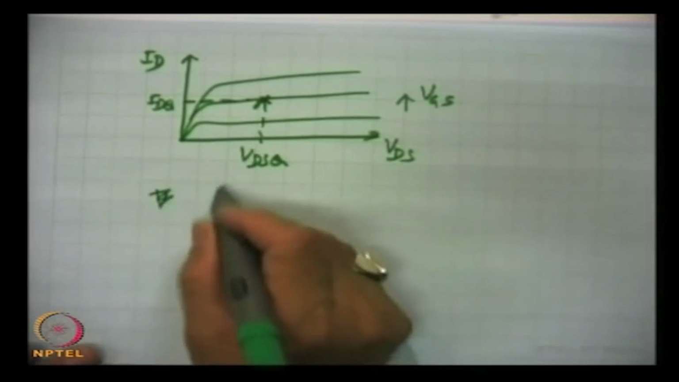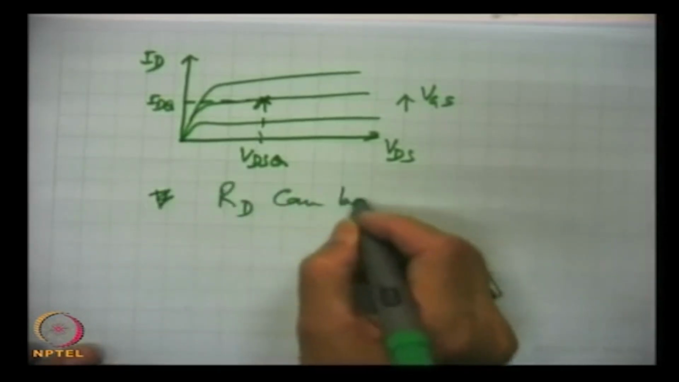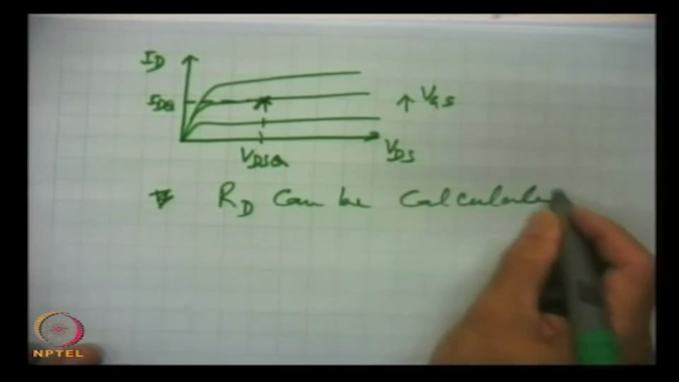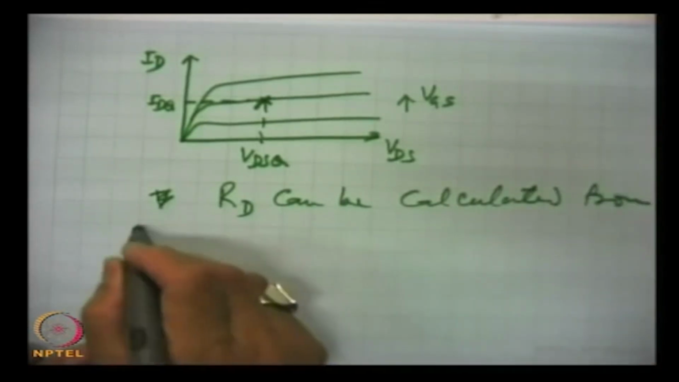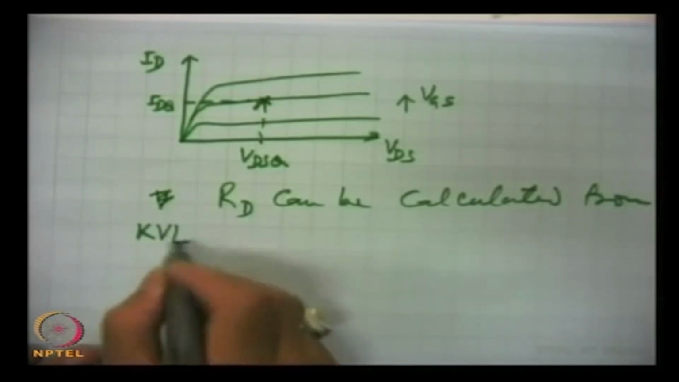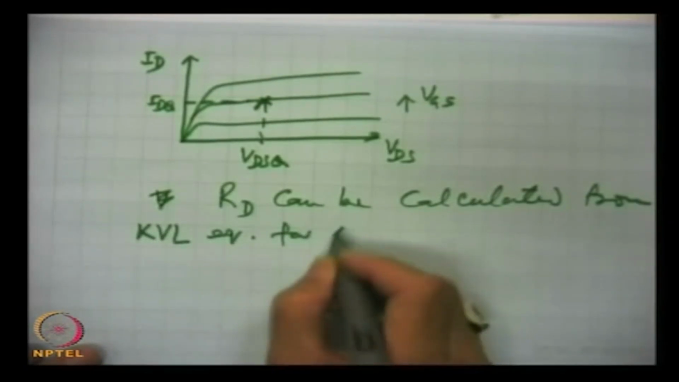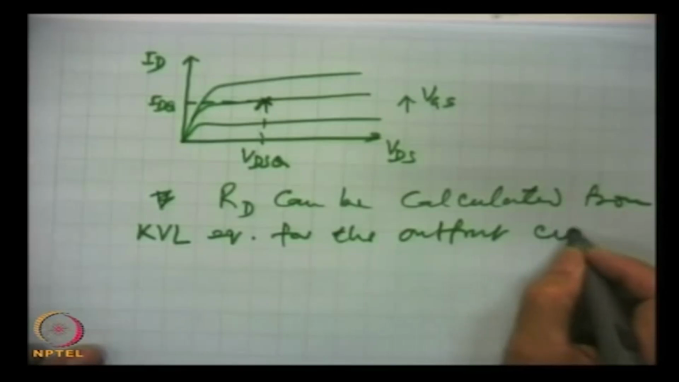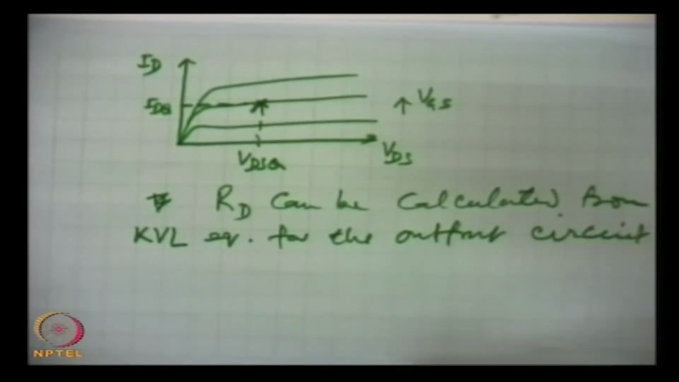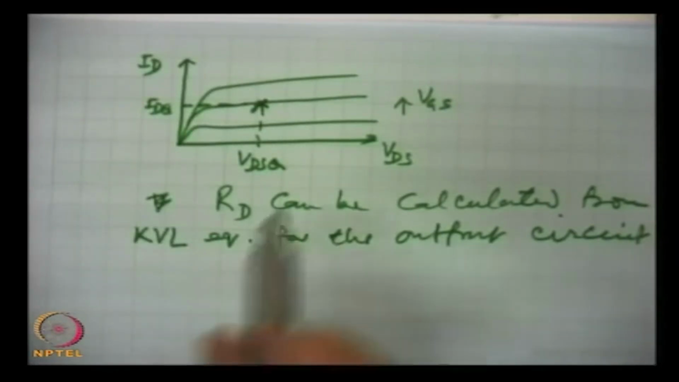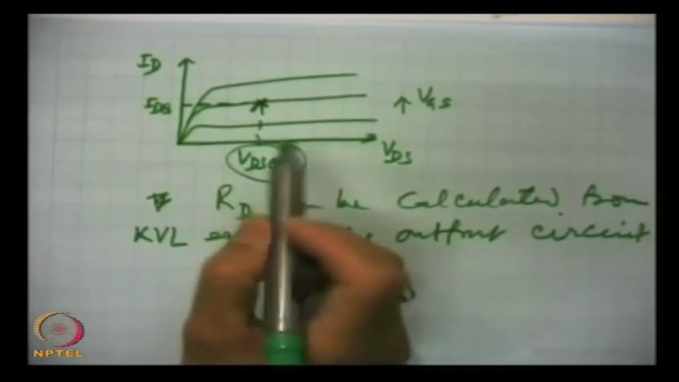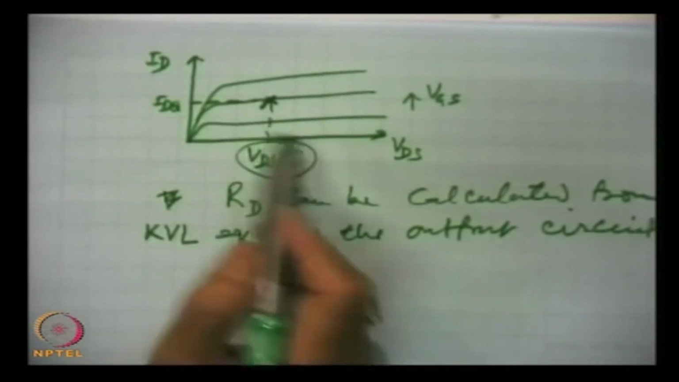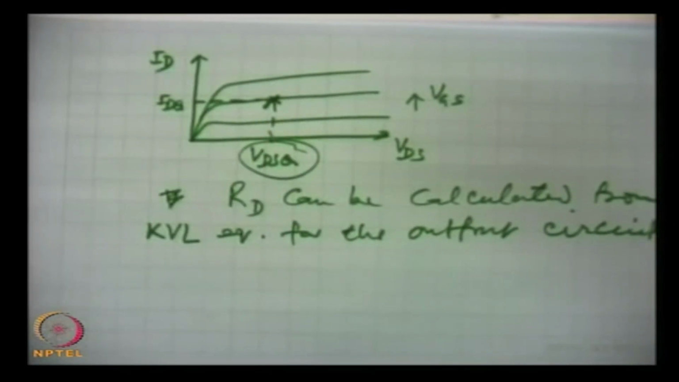The RD can be calculated from Kirchhoff's voltage law equation for the output circuit. Now, IDQ and VDSQ, this is IDQ, this is VDSQ, they are taken here from these drain characteristics.